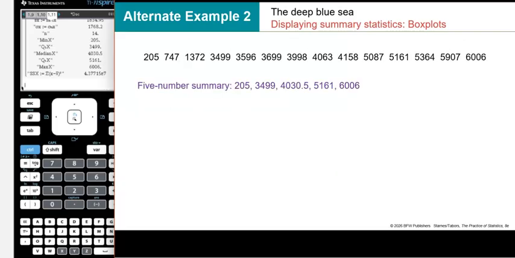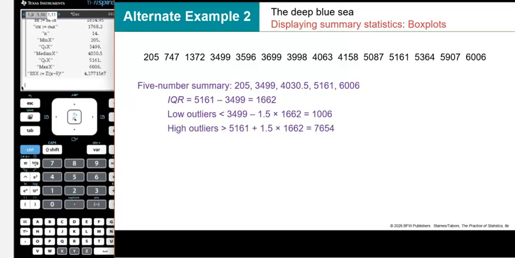Okay. So then you can do this IQR, 1662. You can figure out your outliers, potentially. And it looks like we do have, for sure, a couple of low outliers. 1006, so 2 numbers are smaller than that. And no high outliers, so just a couple of low outliers there.